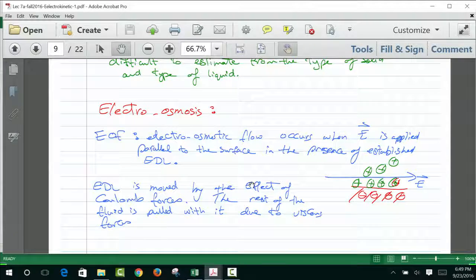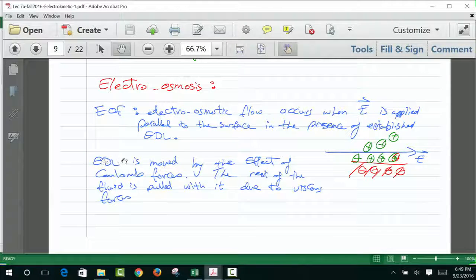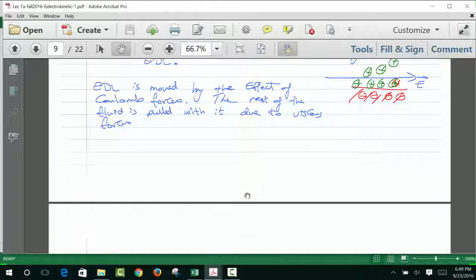So now what can we use this for? Two applications. The first one is called electroosmosis. Electroosmotic flows occur when the electric field is applied parallel to the surface in the presence of an established electric double layer. You create that electric double layer by the chemical reaction, and you put a battery across the channel from the start till the end. And what happens is the electric double layer is moved by the effect of the Coulomb force. Bunch of charge in an electric field, they will move.